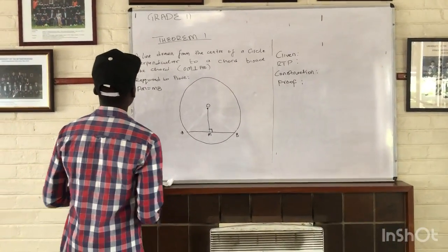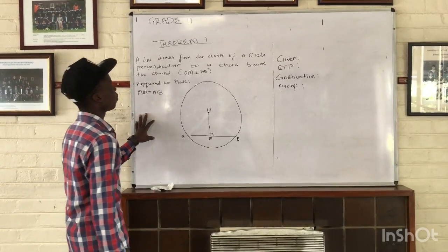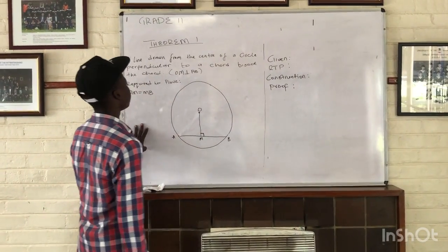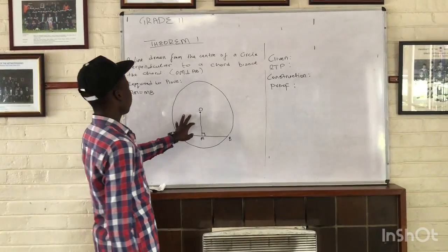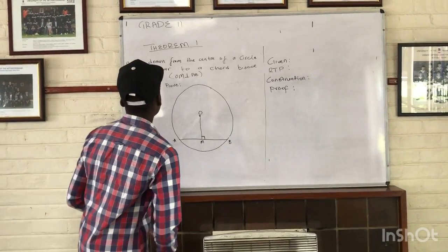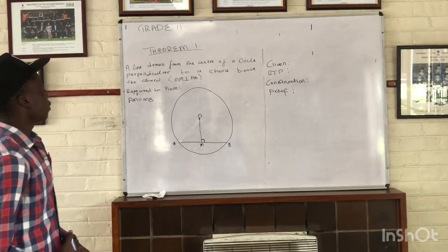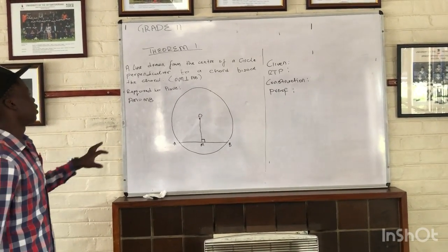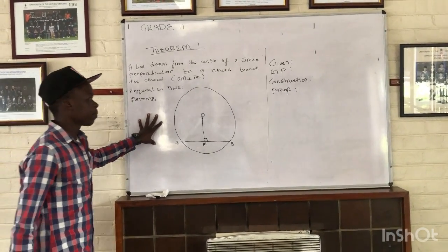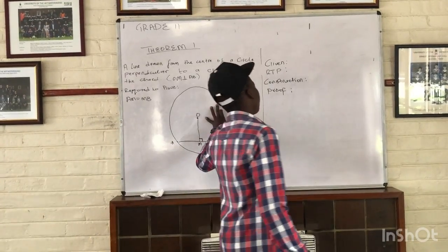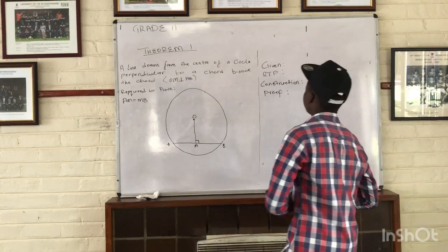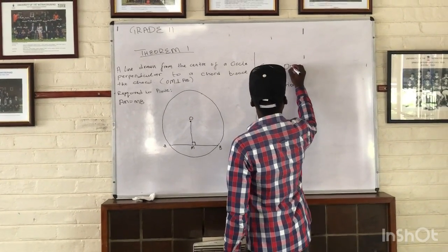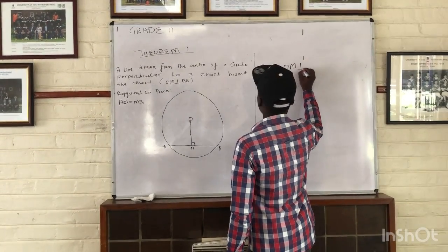Okay, theorem number 1 says that a line drawn from the center of a circle perpendicular to a chord bisects the chord, which means in this circle OM is perpendicular to AB. So in theorem 1 we are required to prove that AM equals MB. Whenever you're proving, you have to know what you're given. In this statement, we're given that OM is perpendicular to AB.